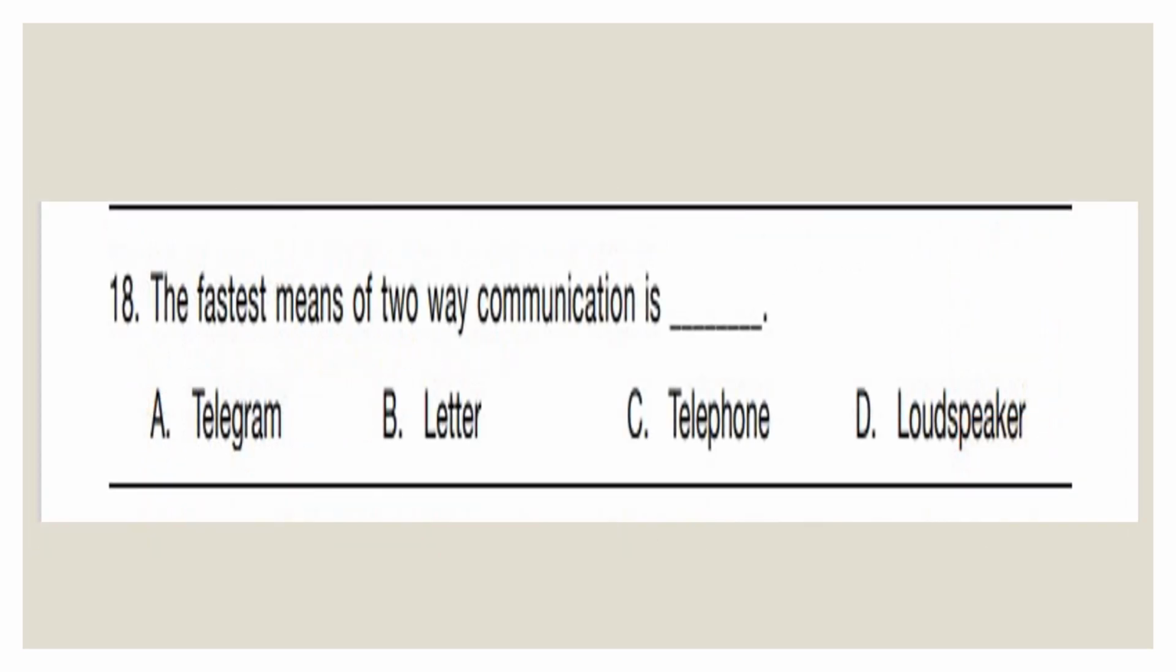Question number 18. The fastest means of two-way communication is dash. Option A. Telegram. Option B. Letter. Option C. Telephone. Option D. Loudspeaker. And the correct answer is option C. Telephone.